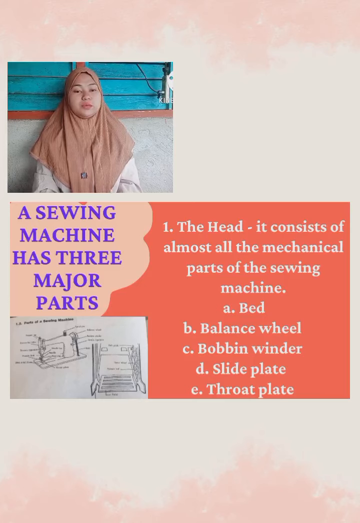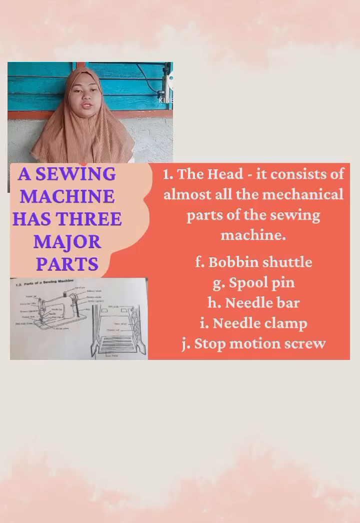The slide plate. You can see here in the picture the slide plate, the metal covering of the bobbin shuttle. And then the throat plate, which is a semicircular plate beside the slide plate. And then the bobbin shuttle. It is where the bobbin and the bobbin case are attached to do the sewing. And then the spool pin and the thread guides. The spool pin holds the thread in place while the thread guides prevent the thread from knotting itself.